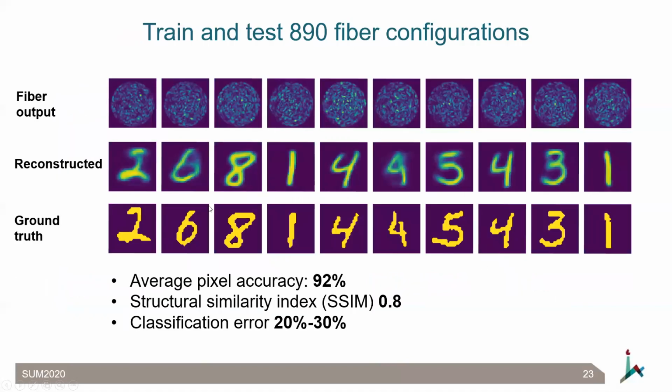And when we do it like this, again, this is the ground truth, the bottom row, and the middle row is the reconstructed images. And you see, it's not as good as before, because now I had 890 configurations, but the pixel accuracy is quite large, over 90%. The classification error is now between 20 and 30%, and that's mainly due to digits that are similar to each other. For example, over here, the classification network identified this 4 as a 9. So whenever two digits are close, like a 4 and a 9, we got an error.